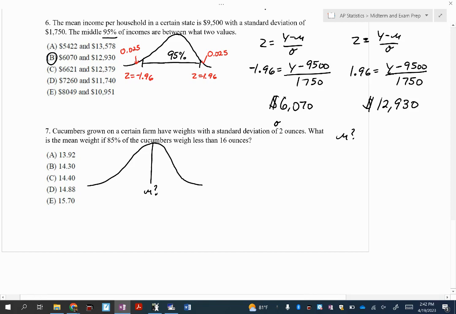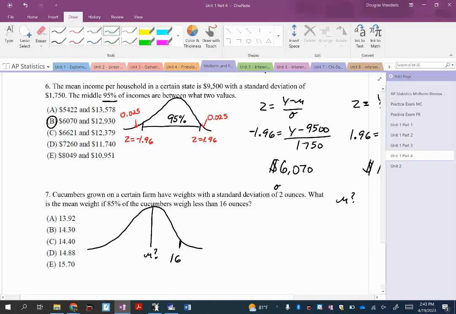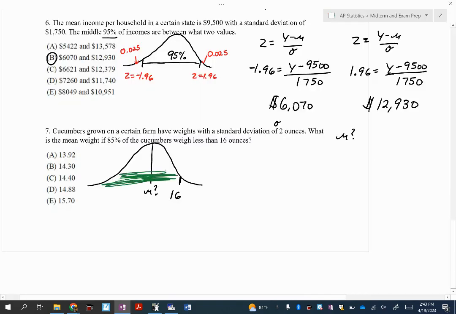So I'm going to put 16 over here. I don't really know where it goes, but I put it here because what amount of the curve has to be left of 16? What percentage of the curve needs to be shaded to the left of it? 85%, right? Because they got to weigh less than 16. So if I were to shade to the left, this is going to be 0.85. Okay? So I'm going to use inverse norm to give me a z-score associated with 16, and then use my formula to solve for the mean, because I don't know that.